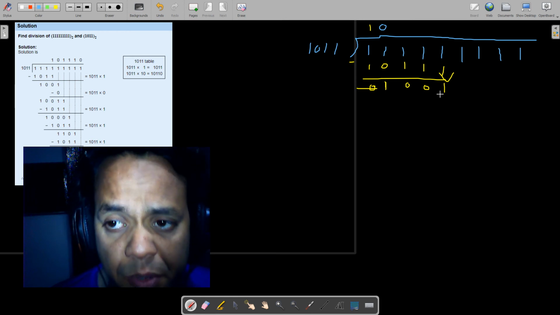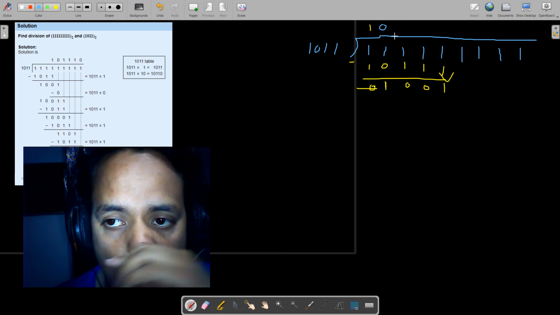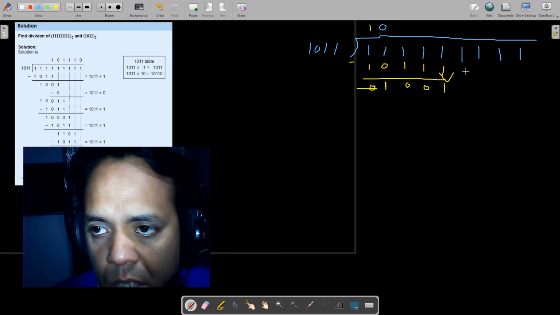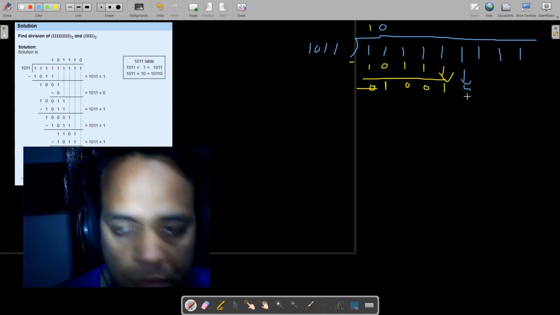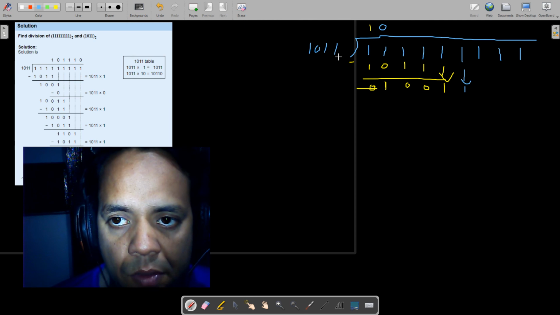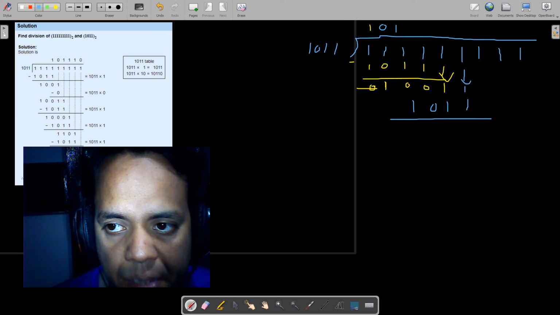If we put 0 here, then 1011 minus 0. Okay. Obviously it is going to give the same value. So I will take down this next bit 1. Okay, now it will go 1 times. 1011. Okay, let me subtract.